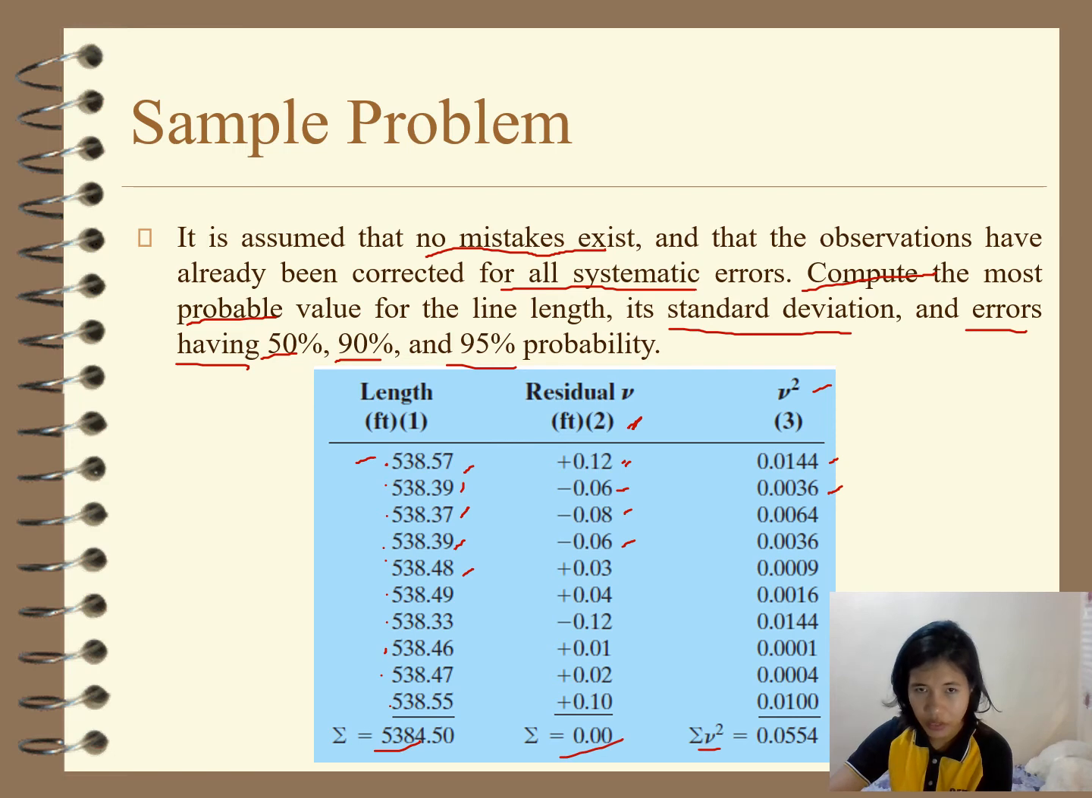and the summation of the residual. Okay, so this is always 0 if we remove the systematic errors, the summation of the residual. Okay? Let's look at the solution of this problem.